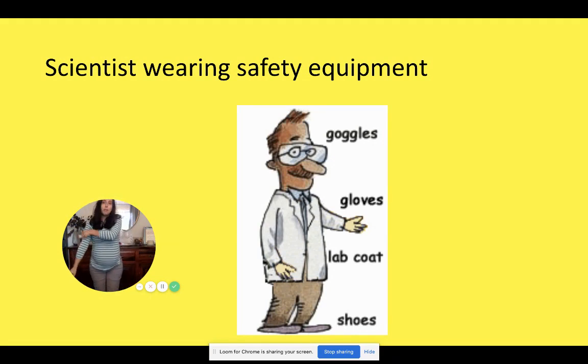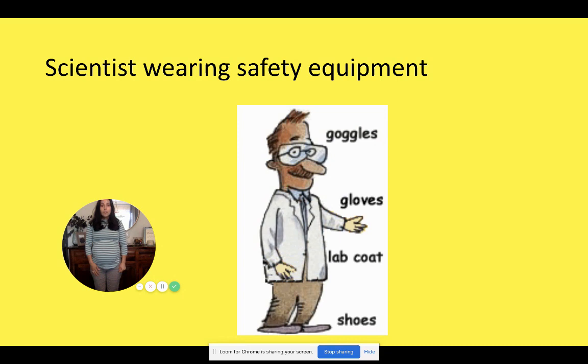Can you put your lab coat on? Pretend to put your lab coat on. Zip it up or button it up. Why might we wear a lab coat? Oh, you're right. Sometimes when we're working in science, we might get a little messy. So scientists like to wear a lab coat to protect their clothes underneath and also to protect their bodies.